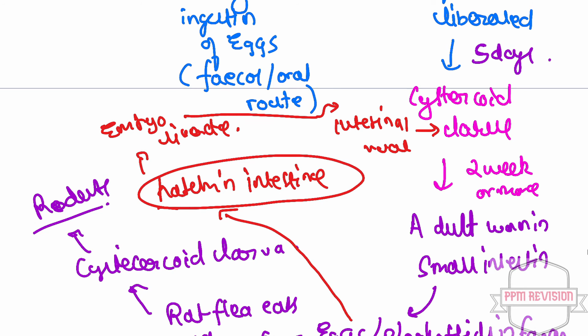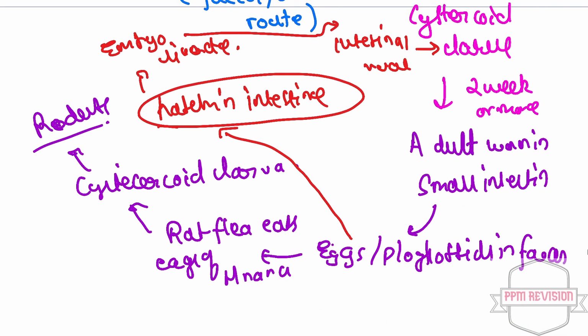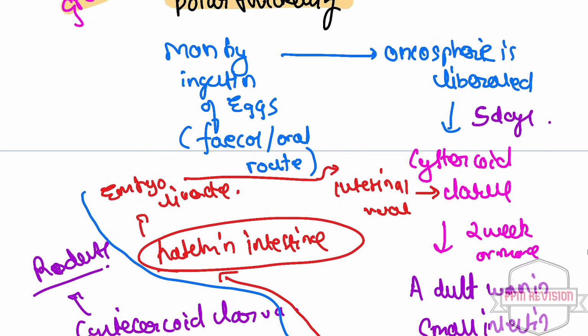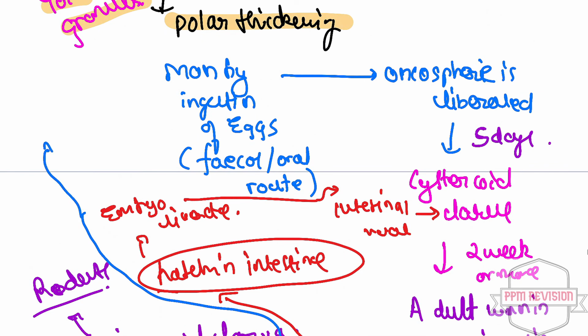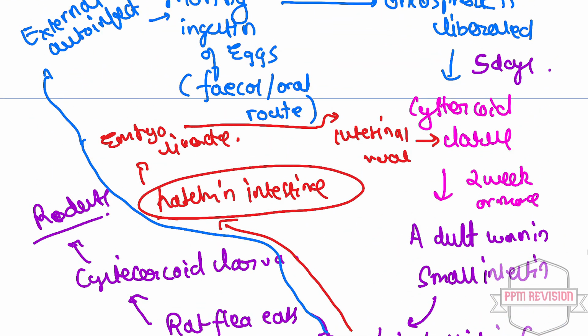Now, looking at another aspect of the cycle, we can see the external autoinfection pathway. From here, it directly goes to the external infective pathway, autoinfection. So this is where it goes to the man. I'll just be summarizing.